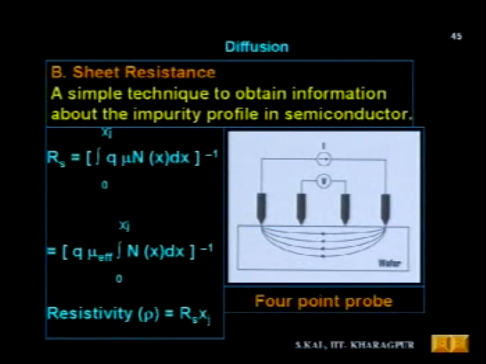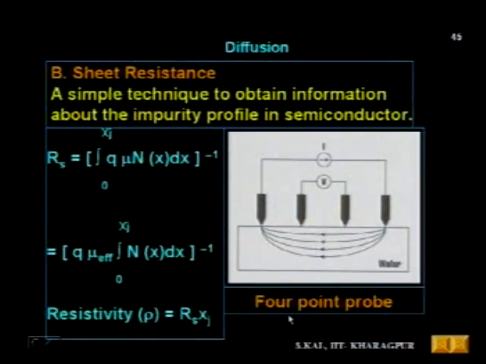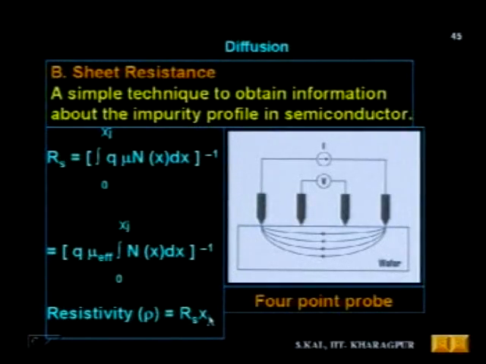Now you see, first you measure the junction depth. If you know the junction depth, then you go for measurement of the sheet resistance using the 4-point probe method. If you know the sheet resistance, RS is known, xj is known, then you will get the resistivity. So if you know the resistivity, 1 by resistivity is the conductivity, and that conductivity is equal to n q mu.